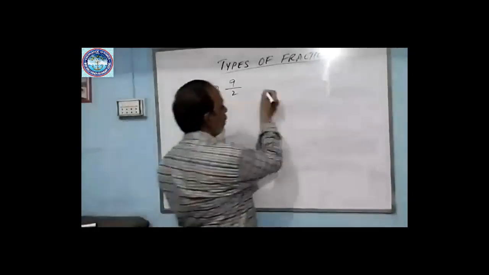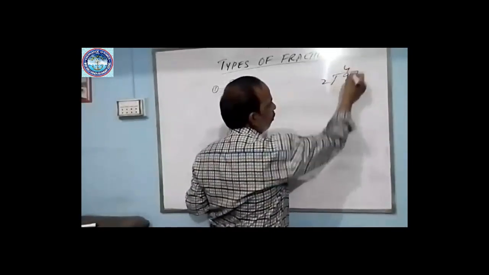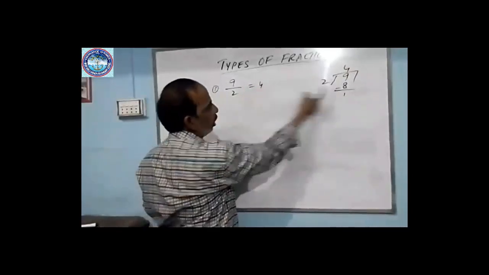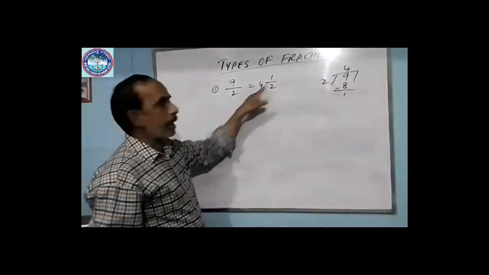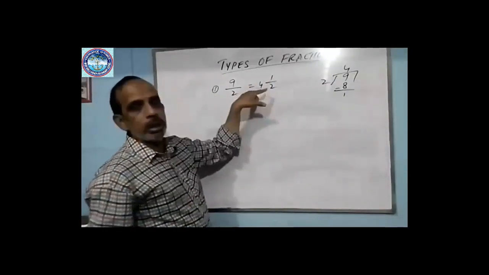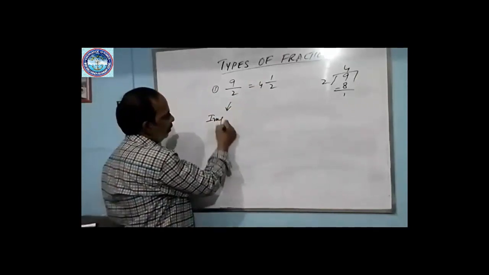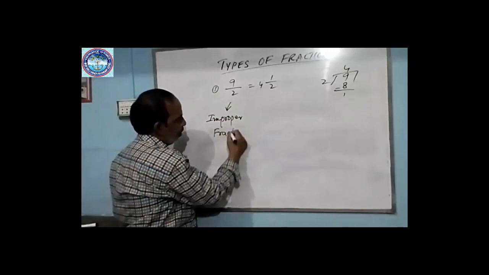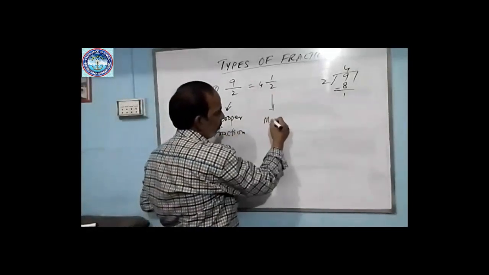We have to divide it with a simple method of division, that is 9 is divided by 2, 2 4s are 8, 1 is the remainder. So we can write it as 4 whole 1 upon 2. Where there is a whole number and a fraction, such a fraction is called a mixed fraction. So this improper fraction we have converted into a mixed fraction.